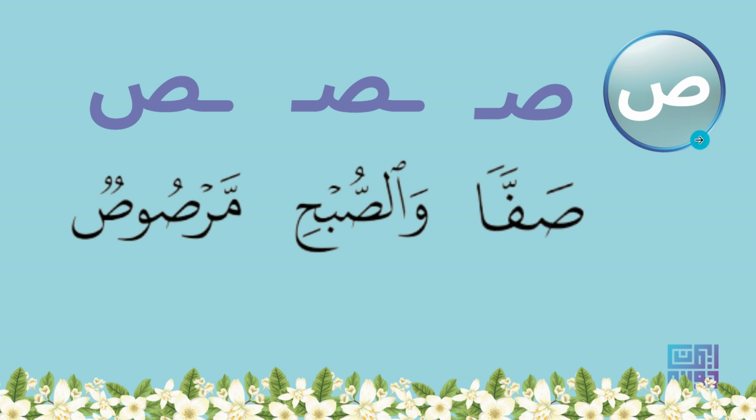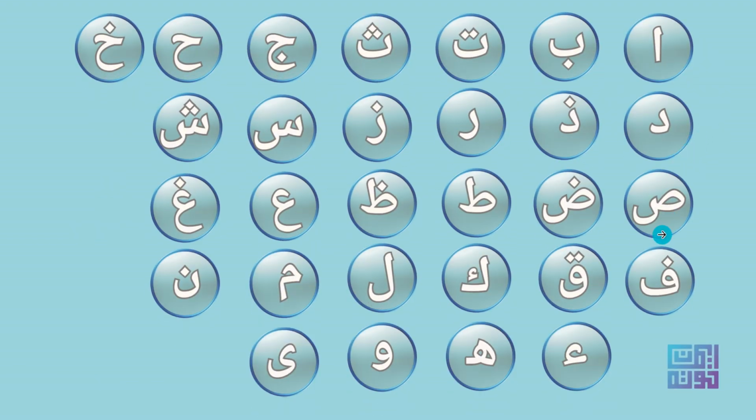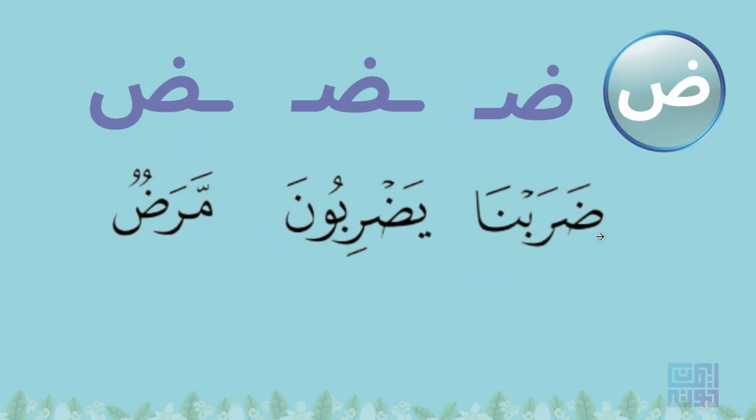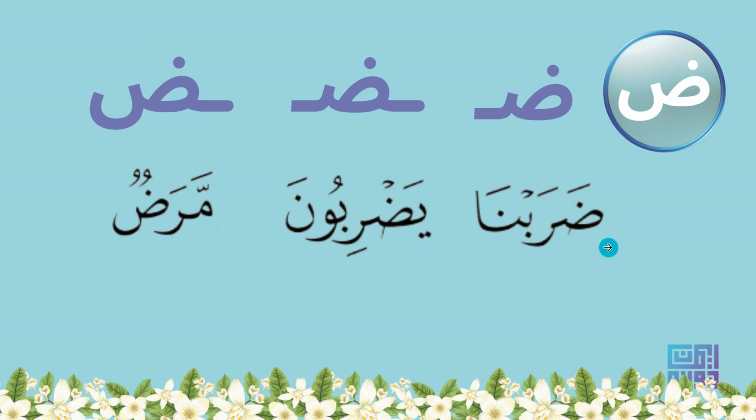Okay. After the sod in the alphabet order comes the letter dad, and it's similar in writing with the letter sod. It has the same shape at the end, but it has a dot above. The difference between the sod and the dad is that the sod has no dots, but the dad does. It has one dot above, and it also has this tooth after it.